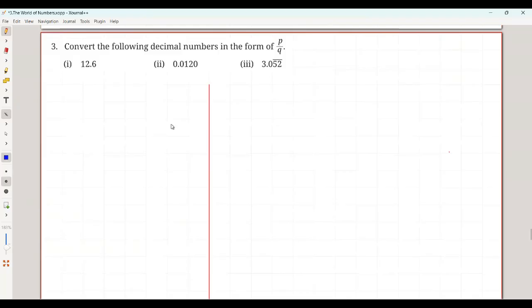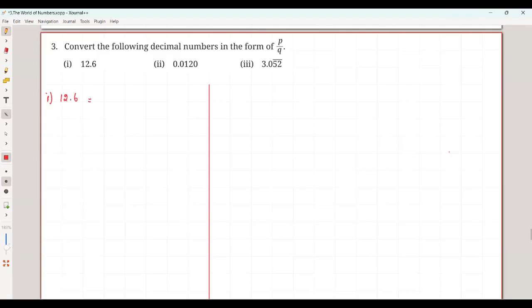Question number 3. Convert the following decimal numbers in the form of p by q. So a decimal is given, you have to write it in the form of p by q. Now, first question, 12.6. This is terminating. Terminating means it's very easy to write in p by q format.